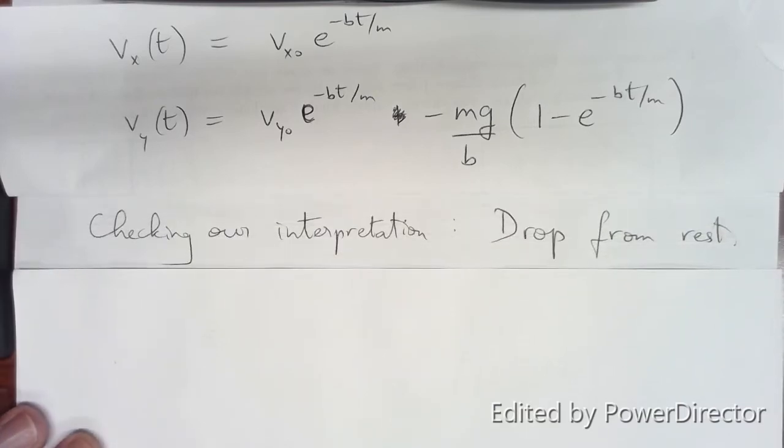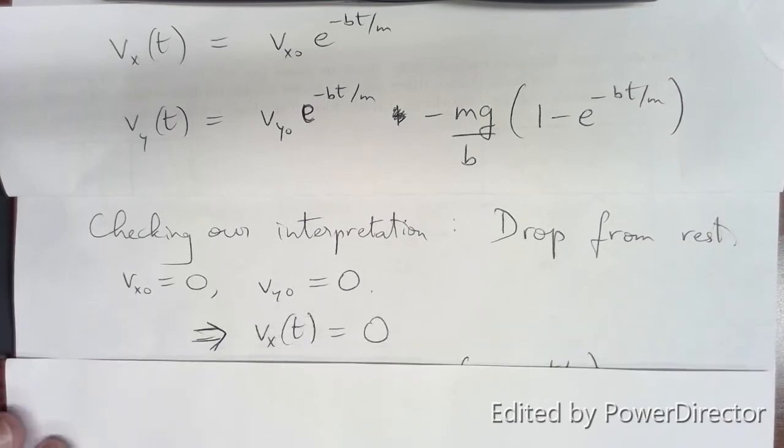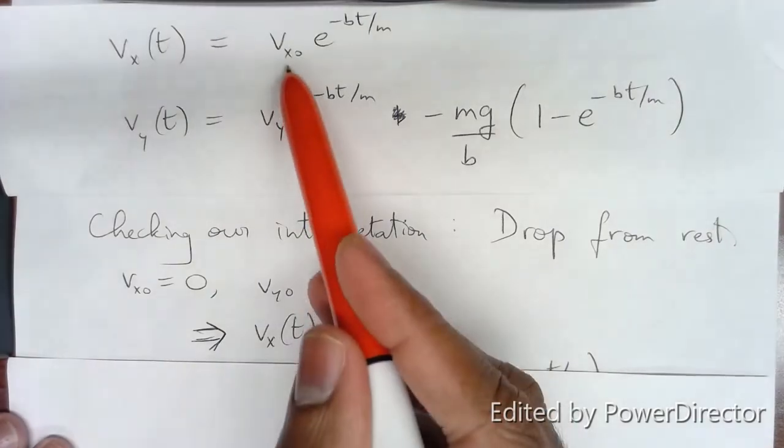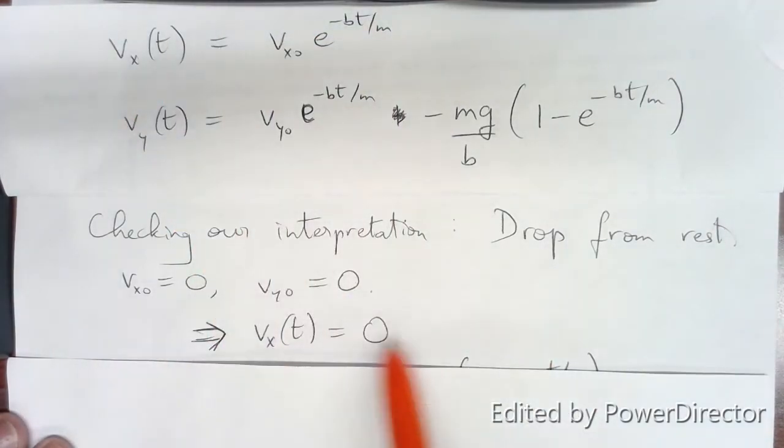We will consider the case where you have an object dropped from rest. In such a case, the initial velocity is 0 both in the x and in the y direction. So vx0 is 0, this whole side goes to 0, and so vx stays 0.